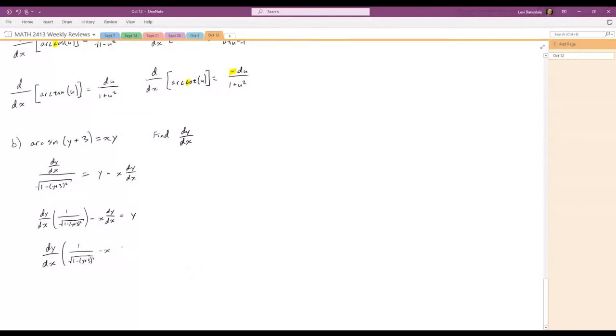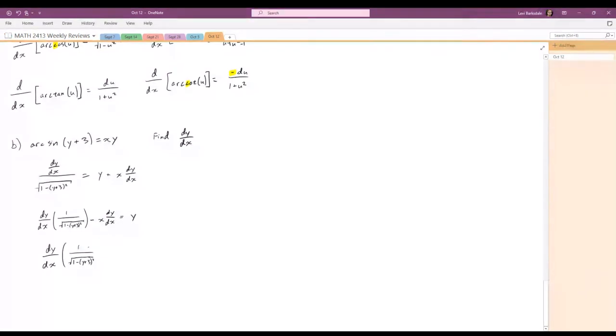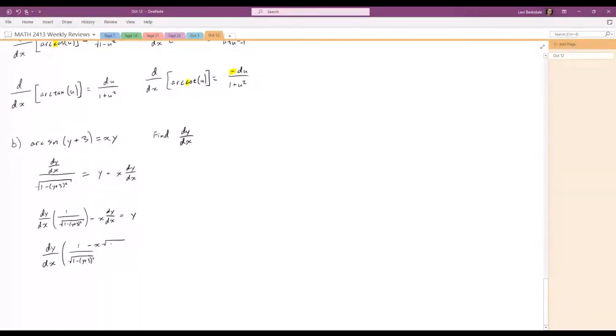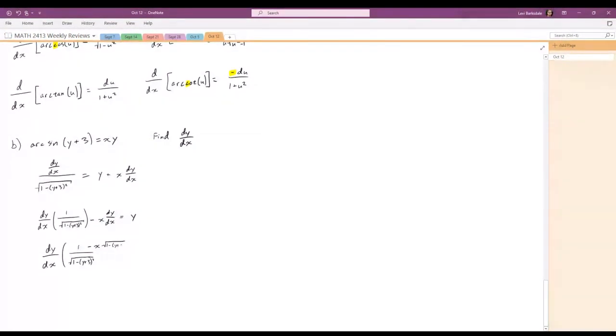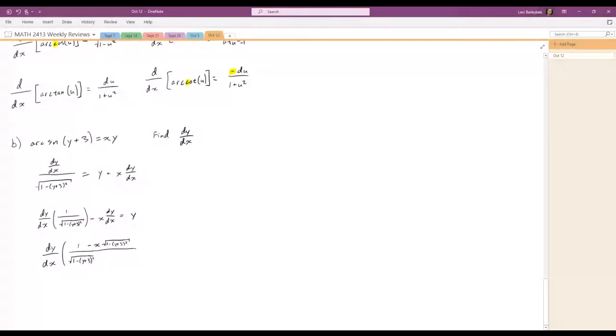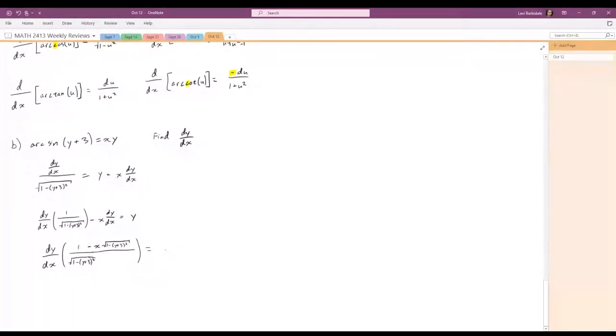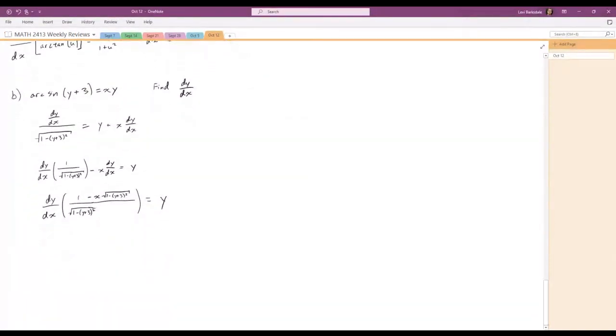Actually, I am going to rewrite this x as x times the square root of 1 minus (y plus 3) squared divided by the square root of 1 minus (y plus 3) squared, just so I can combine my fractions. Because then it makes it a bit easier to multiply everything over. I won't have fractions within fractions. I'll just multiply by the square root of 1 minus (y plus 3) squared on each side.